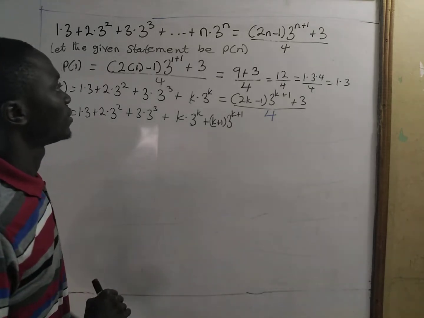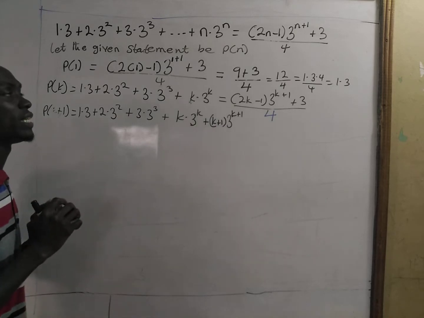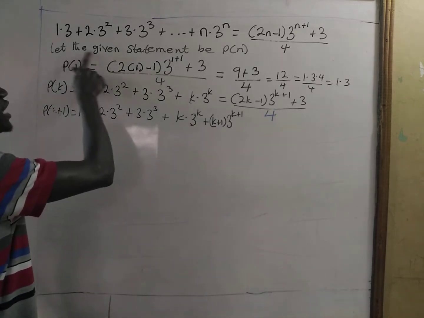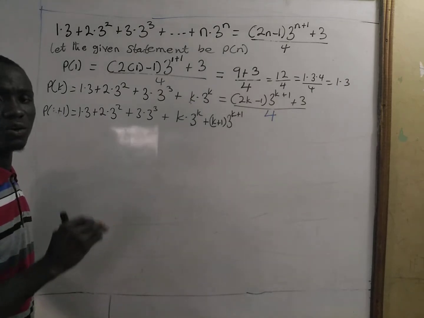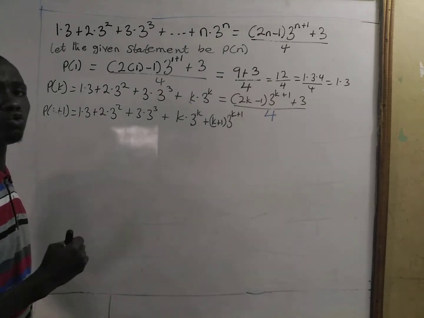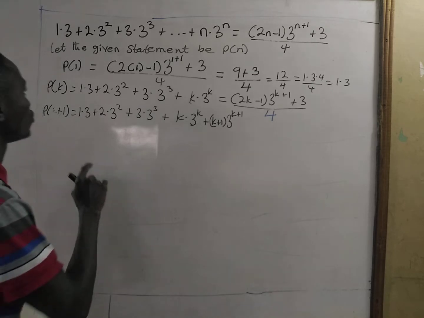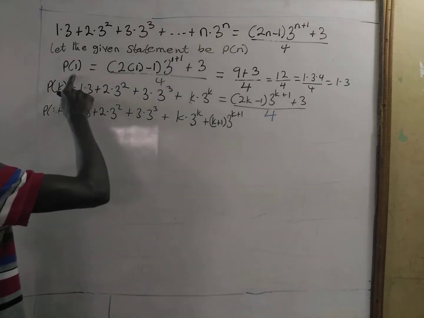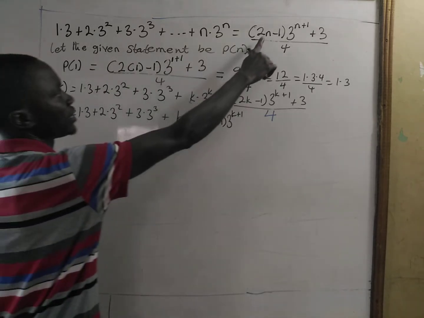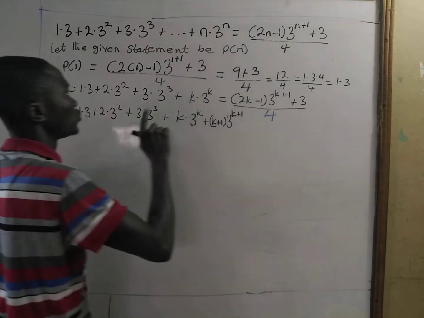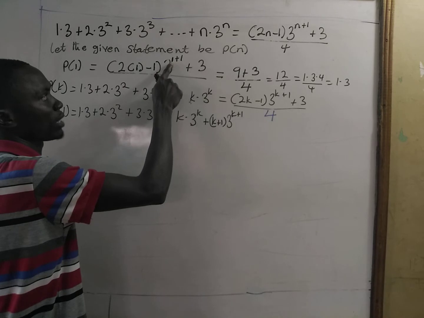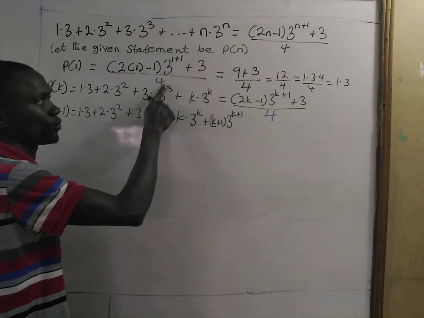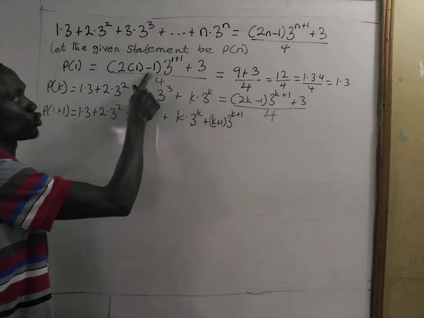Now let's go through the steps. We let the given statement be Pn, and then show that P1 is true, that is the base case. If we take n equal to 1, we put 1 here. This will give us (2 times 1 minus 1) times 3 to the power 1 plus 1, plus 3, all divided by 4. 2 times 1 minus 1 is 1.